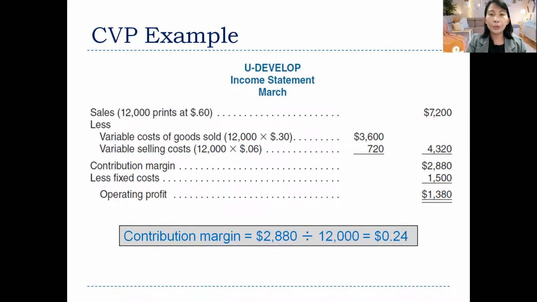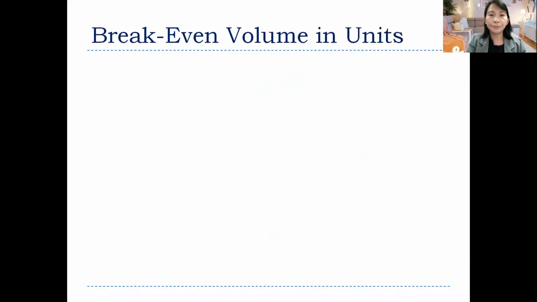Therefore, to compute your contribution margin per unit, you have 2,880, your total contribution margin, divided by 12,000 units or 12,000 prints, is equal to 0.24. Here, this is in terms of dollars. In terms of pesos, 0.24 per print or per unit is the CMU, contribution margin per unit.